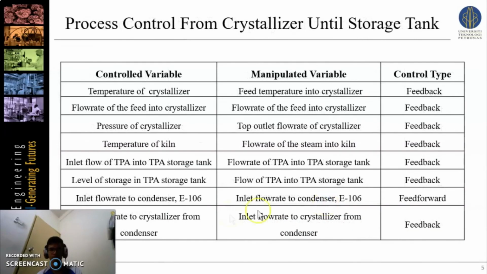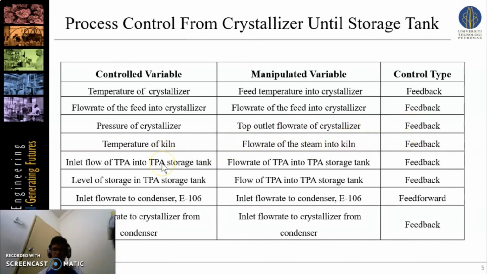Moving on to the second part, which is process control from the crystallizer until the storage tank. The feed temperature into the crystallizer is controlled through a feedback control system, and the flow rate of the feed into the crystallizer is also a feedback control system, whereas the pressure of the crystallizer, through the top outlet flow rate, is controlled by a feedback control system, and the temperature of the cooler, regarding the flow rate of the steam into the cooler, is controlled by a feedback control system.